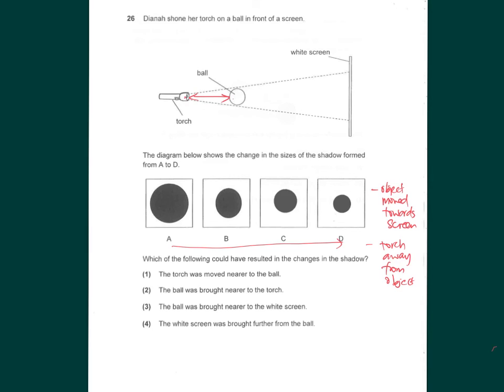Let's take a look at some of the possible options here. Option 1, the torch was moved nearer to the ball. When the torch is moved nearer to the ball, you expect the shadow to get bigger from A to D. So this is wrong. The ball was brought nearer to the torch. When it's brought nearer to the torch, the shadow should also get bigger, because the distance between the torch and ball decreases.